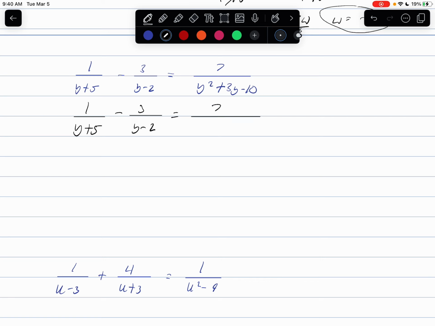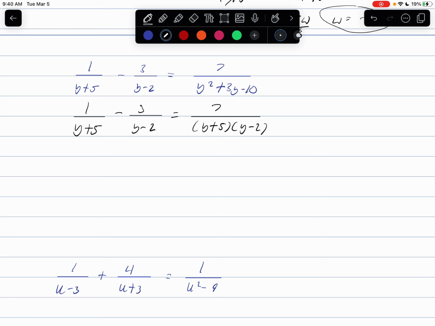We need to find two numbers that multiply together to give us negative 10 and add together to give us 3. And I think 5 and negative 2 should do the trick. If you take 5 times negative 2, you get negative 10, and 5 plus negative 2 gives you 3. So we can rewrite this as y plus 5 times y minus 2. Okay, and if you don't believe me, FOIL this back out and you should get y squared plus 3y minus 10.